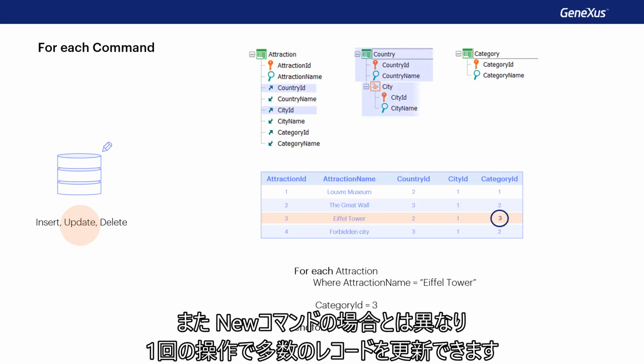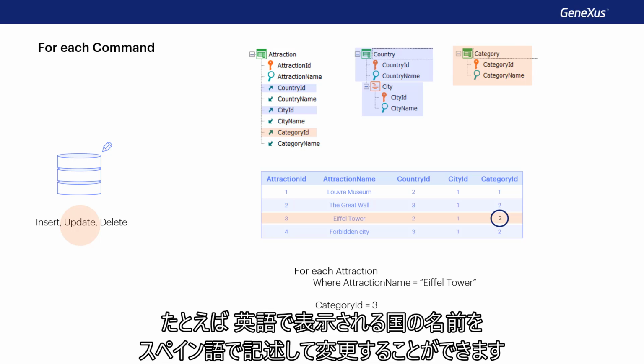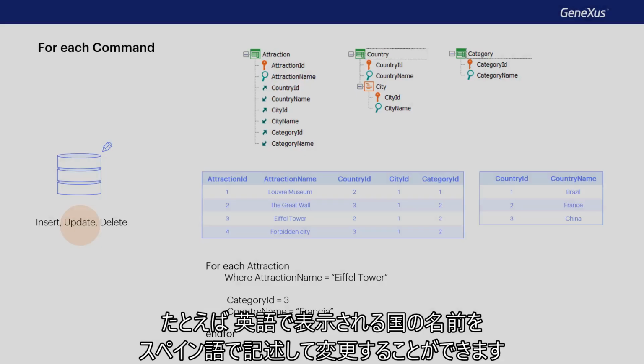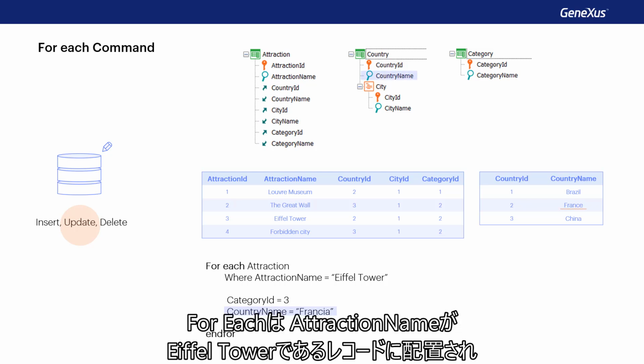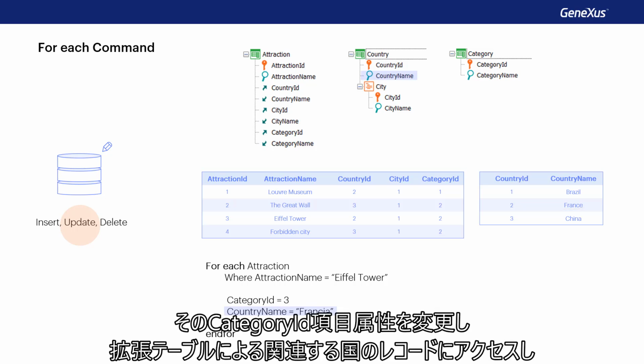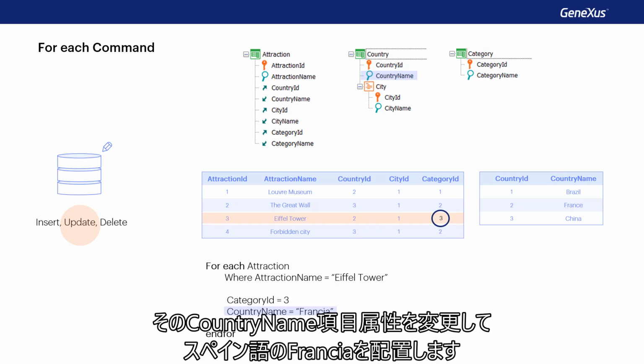Here, many records can be updated in a single operation, unlike what happened with the new command. For example, we could modify the name of the country, writing it in Spanish. We see that in the table it's in English. Then the for each is positioned in the attraction name record Eiffel Tower and modifies its category ID attribute and accesses the related country record by the extended table, and in it modifies its country name attribute, placing Francia in Spanish.